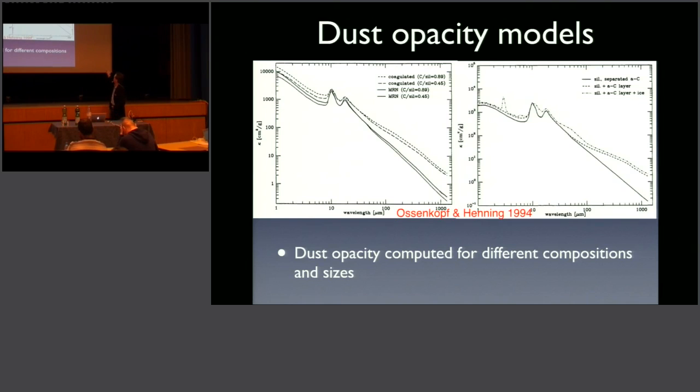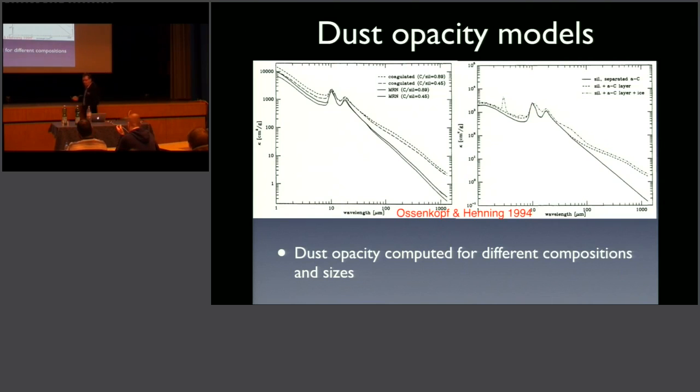The black line is the bare silicate grains, essentially, with separated amorphous carbon. And the others are opacities computed adding an amorphous carbon layer and ices. And you see that the ice features obviously appear. This is the water feature that you saw in absorption in the spectra. And the slope of the opacity at long wavelength is slightly different.